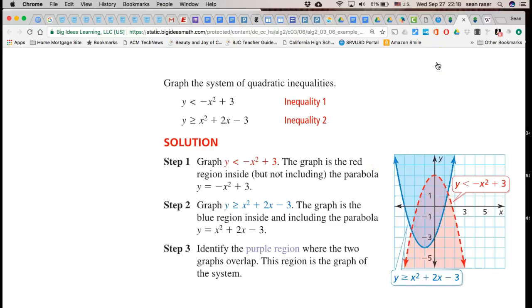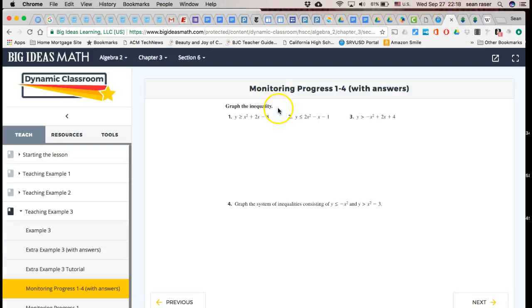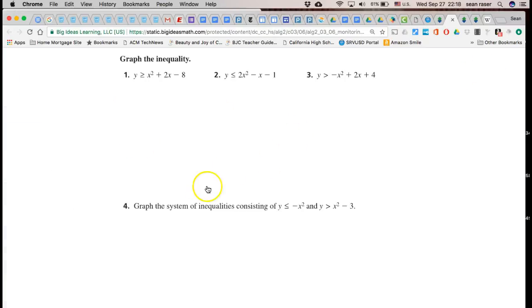Remember, it's just like you saw in the first video, it's just following those steps for each inequality that you have. So what I'm going to do right now, I want you to go ahead and look at the questions here and go ahead and answer the questions that pop up now in the text box.